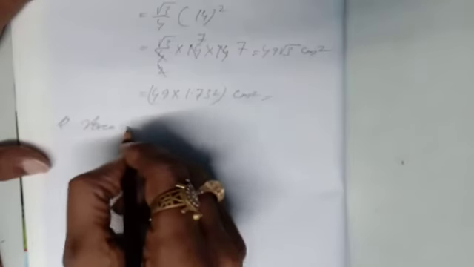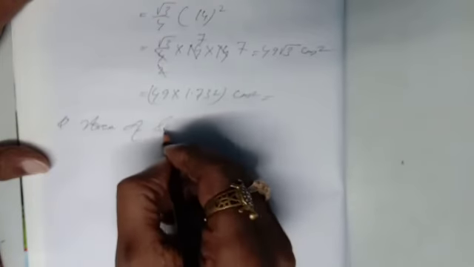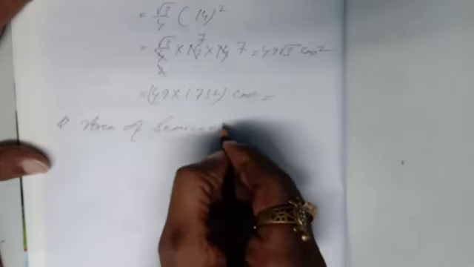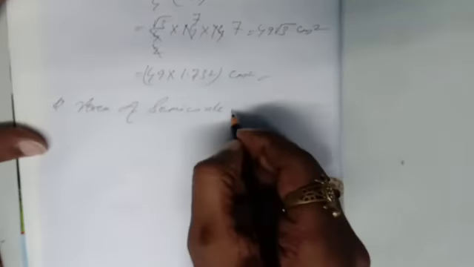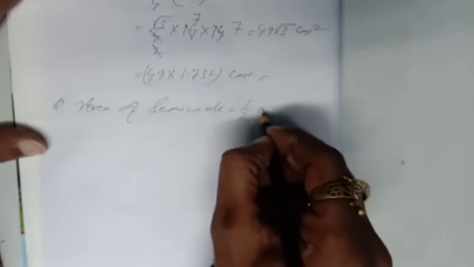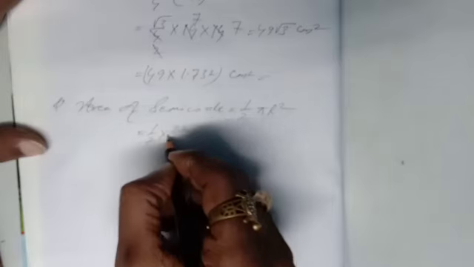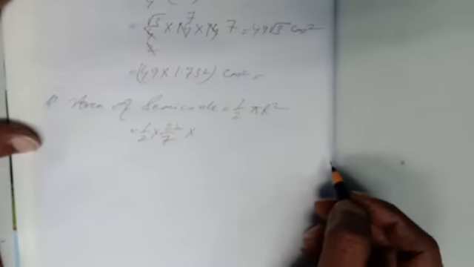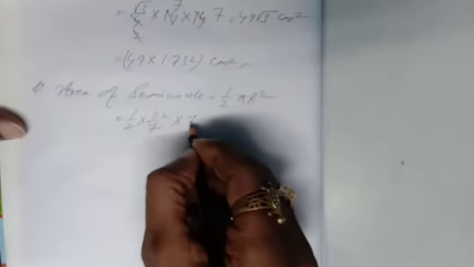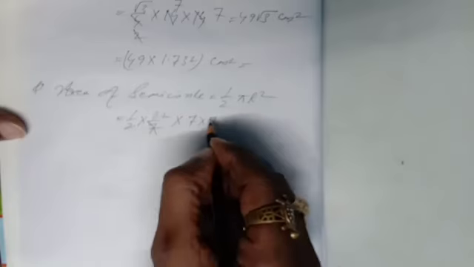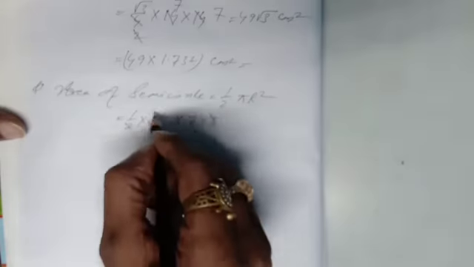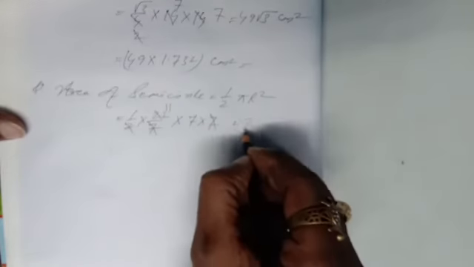Next, area of semicircle. How to find area of semicircle? As you know, area of circle is pi r square, so this will be half pi r square. That is 1 by 2, pi means 22 by 7. Radius, how much you got? 7 centimeter. That is 7 into 7. 7 cancel, and 2 into 11, 11 sevens is 77 centimeter square.